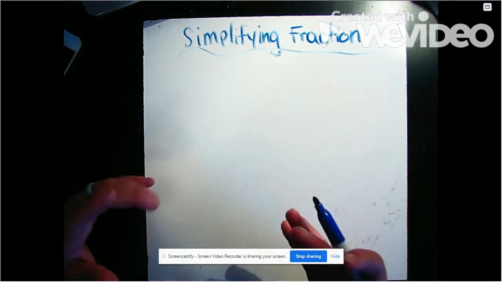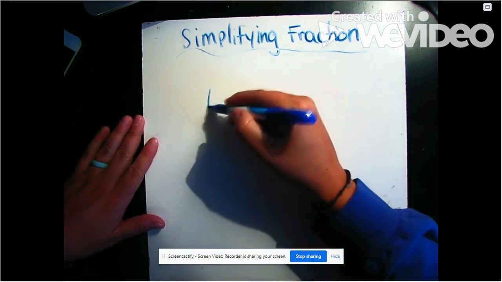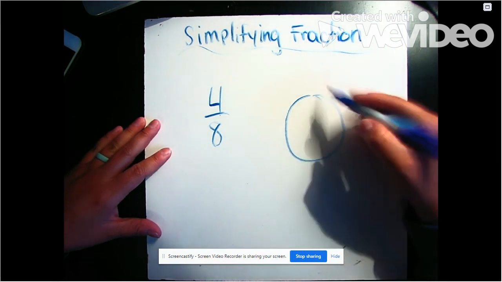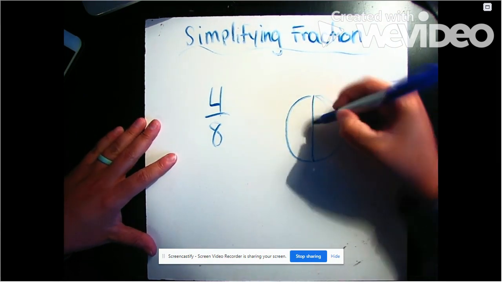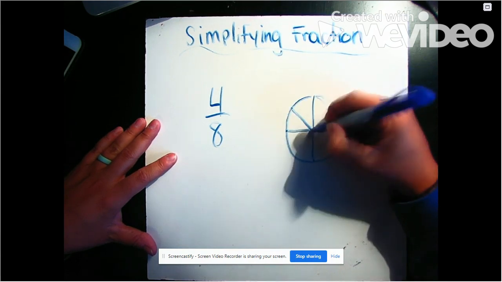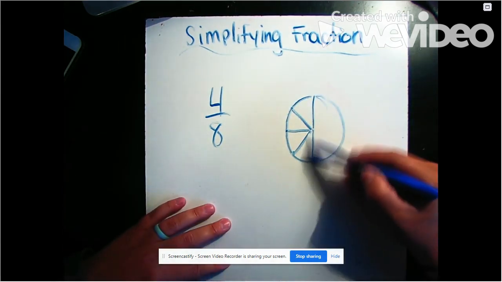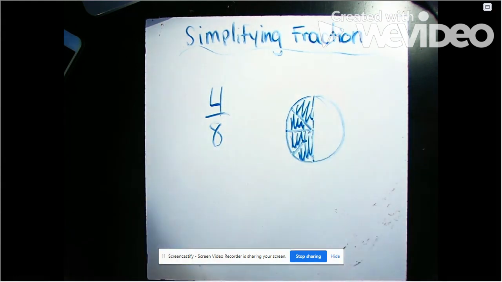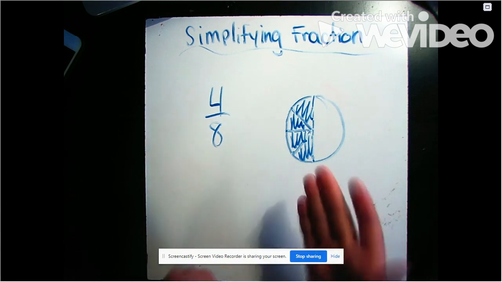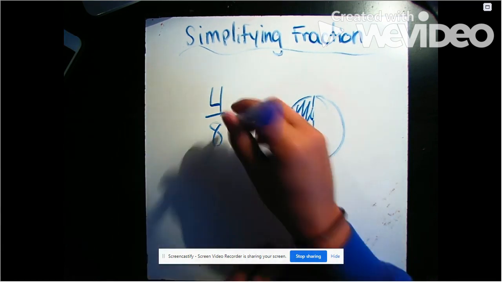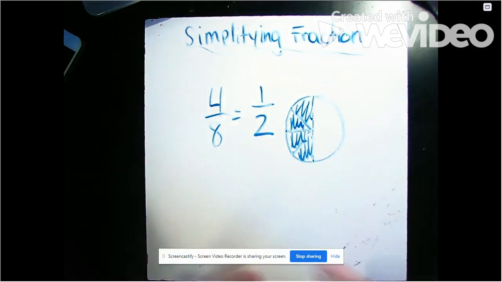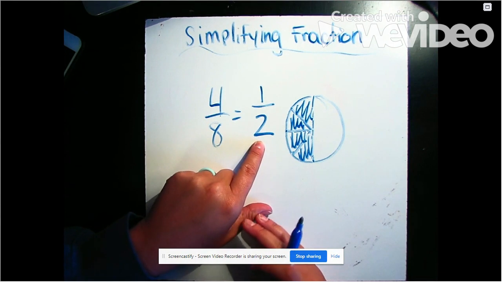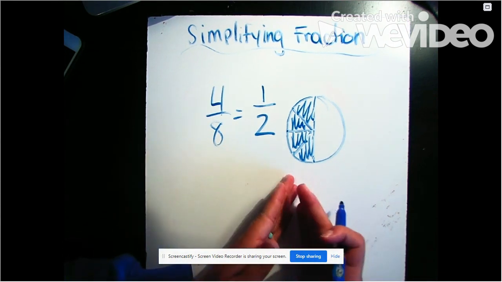If I had a pizza and I had only 4 of the 8 slices left, I wouldn't normally say I have 4/8 of my pizza left. I would say I have half of my pizza left. So simplifying fractions is just another way of showing equivalent fractions, but getting it down to the simplest form of what you have left. I have 1/2 left.